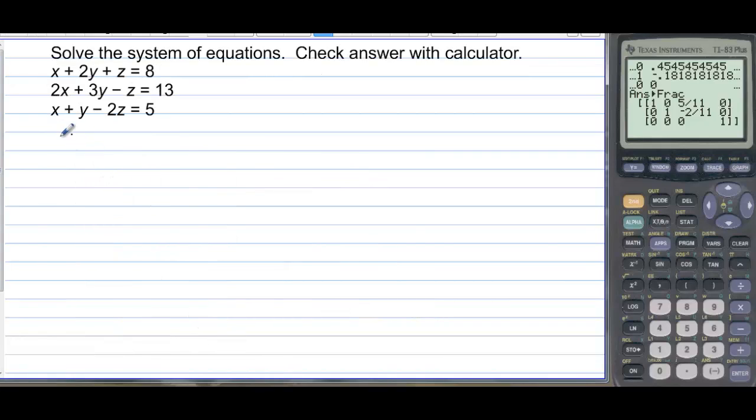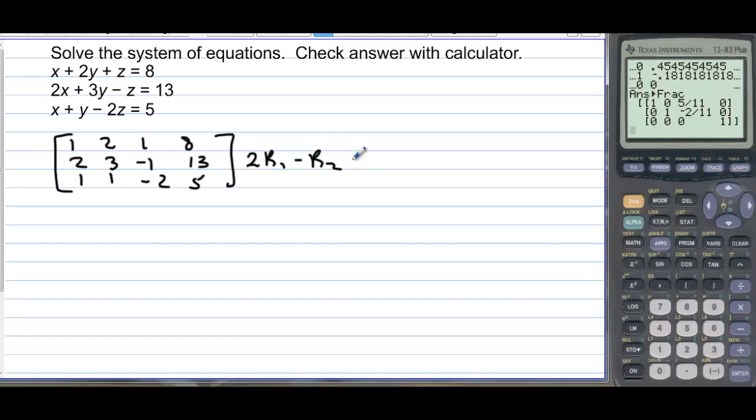Solve the system of equations. Let's set this up into a matrix. 1, 2, 1, and 8. 2, 3, negative 1, 13. 1, 1, negative 2, 5. Let's take 2 times row 1 minus row 2, and we can replace row 2. We have 2, 4, 2, and 16. So 1, 2, 1, and 8. 0, 1, 3, and 3. Then we have 1, 1, negative 2, and 5.